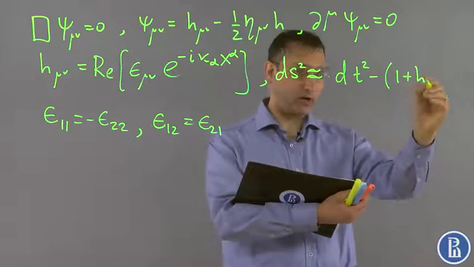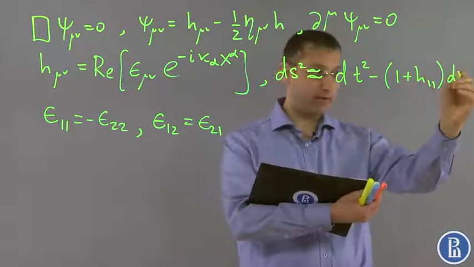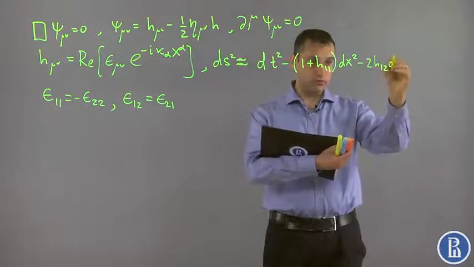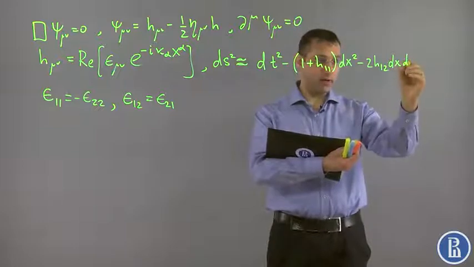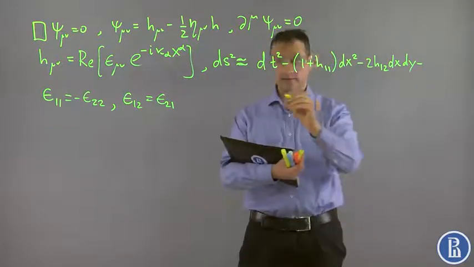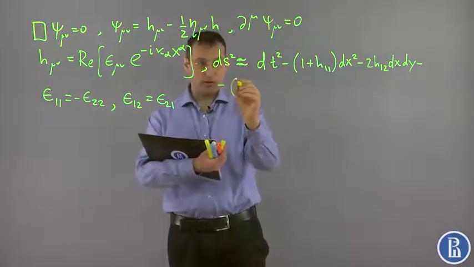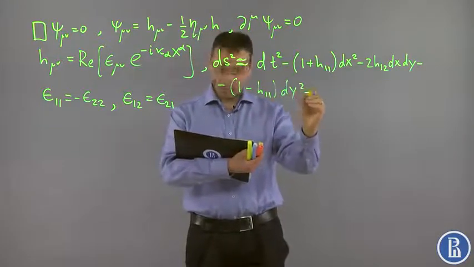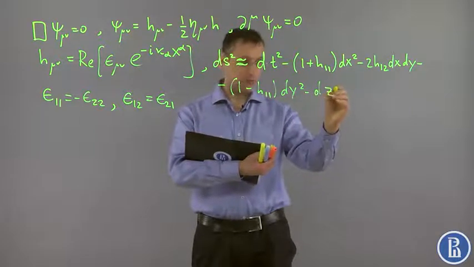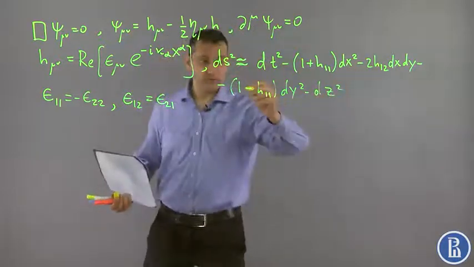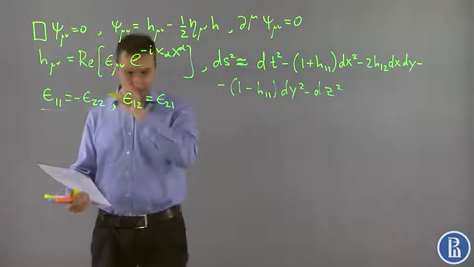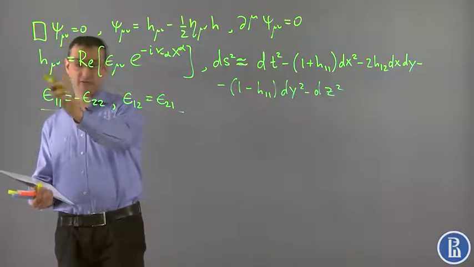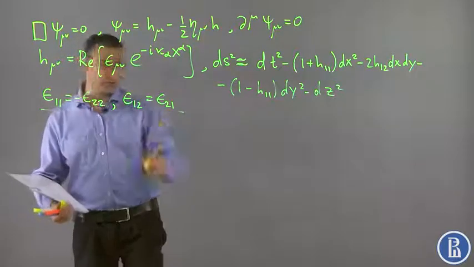1 plus h11 dx squared minus 2 h12 dx dy minus (1 minus h11) dy squared minus dz squared. So this form follows from the fact that these are the only non-zero components of this tensor. The only non-zero components are 1,1, 2,2, 1,2, 2,1.